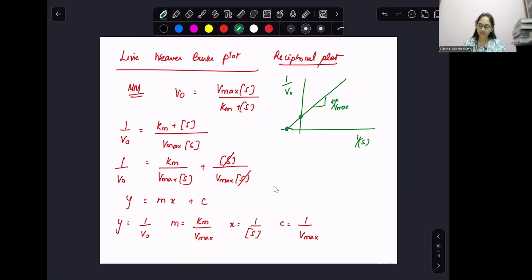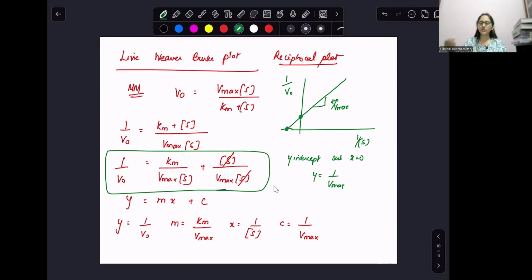To find the y-intercept, you must substitute x equal to 0 in the equation. So you will get y as 1 by Vmax. In this equation, if you substitute x is equal to 0, you will get y as 1 by Vmax. Now, to find the x-intercept, you have to substitute y as 0. So if you substitute y as 0, this is 0.